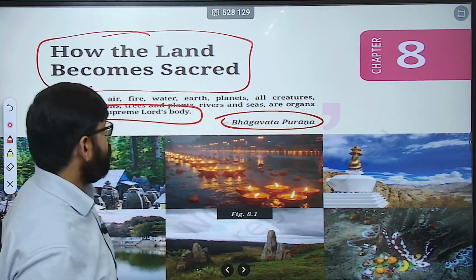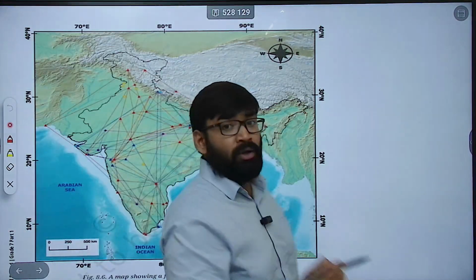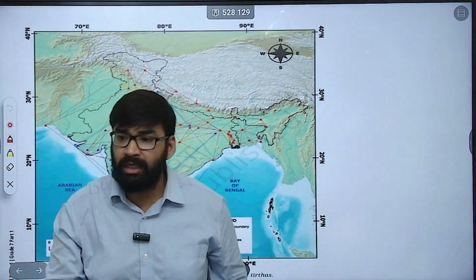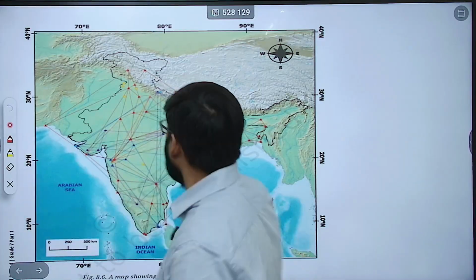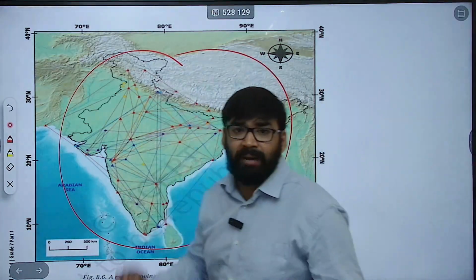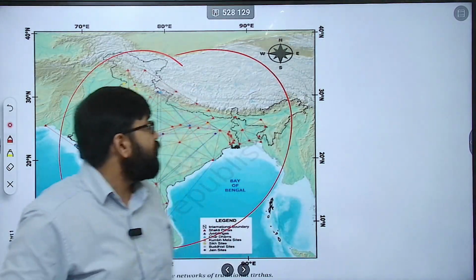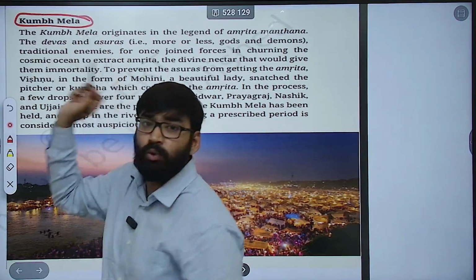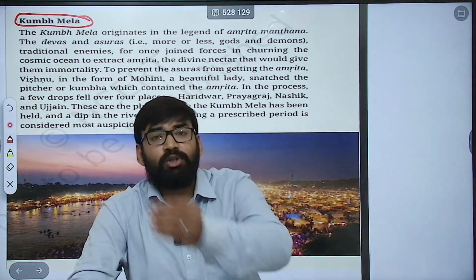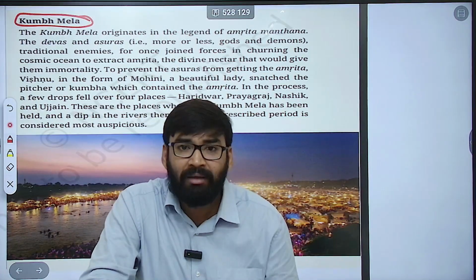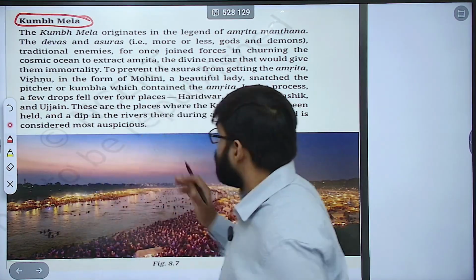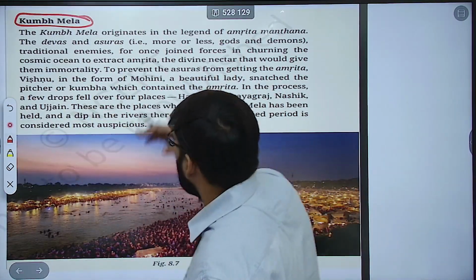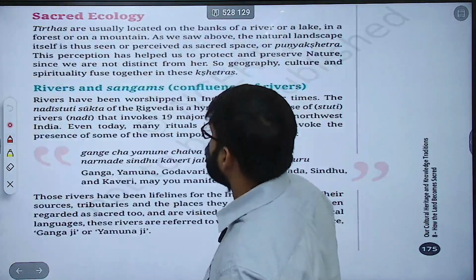Then as you can see here, this chapter also talks about the sacred Tirath of India, which are scattered all over in different parts of India. Now, for the first time in NCERT, they have mentioned the Kumbh Mela. So the chapter also talks in detail about the sacred Kumbh Mela. These things are very important, because this is the first time we are witnessing that different kinds of stories are there.